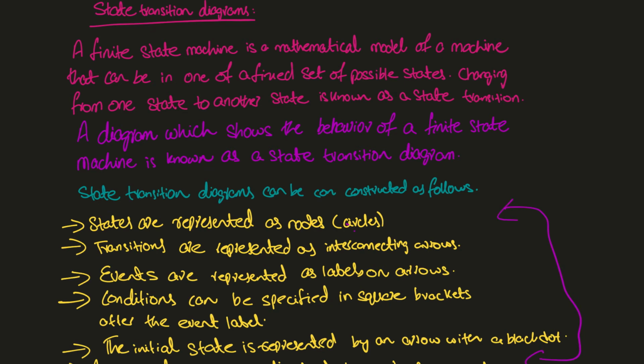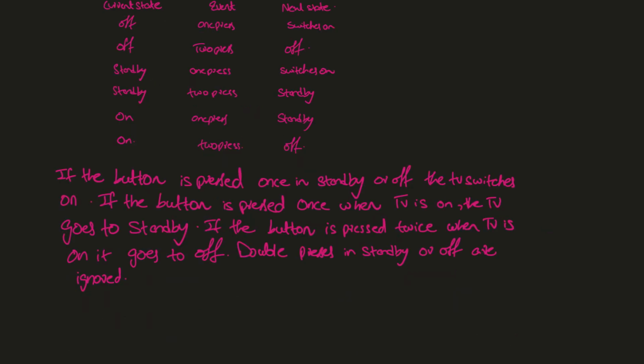Now we'll go over how a problem can be solved using the state transition diagram. Here we come to a new problem where states are defined within events, and the next states are also defined. We'll read the theory for this. It says, if the button is pressed once in standby or off, the TV switches on. If the button is pressed once when the TV is on, the TV goes to standby. If the button is pressed twice when the TV is on, it goes to off. Double presses in standby or off are ignored, right?